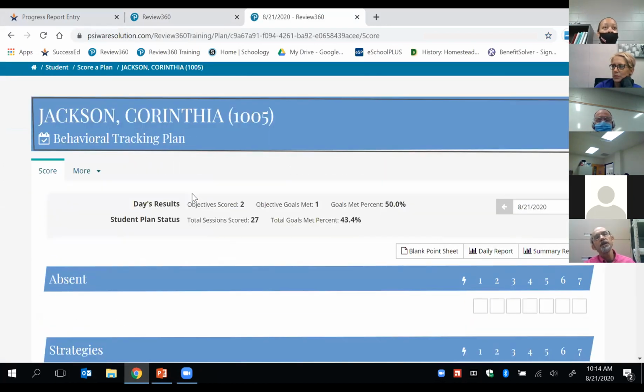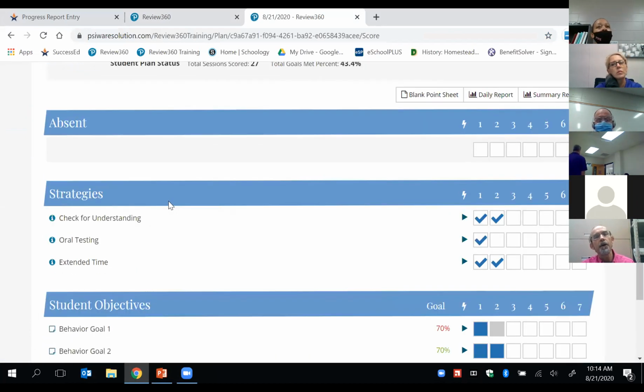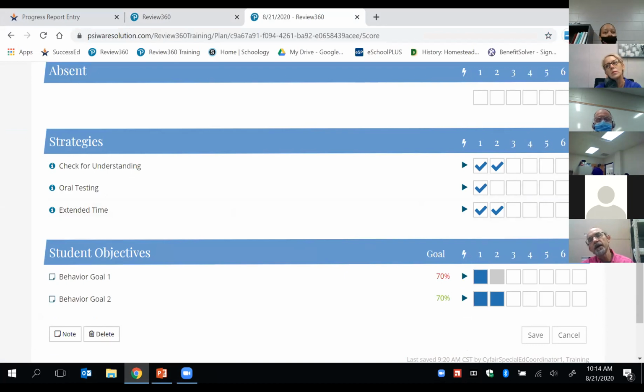So once all of this is input, the plans have been created, when you're actually going in to score it, this is what it looks like. So these numbers 1 through 7 correlate to the Bell schedule in secondary. So some campuses are using the strategy section of Review 360 to document the usage of accommodations.